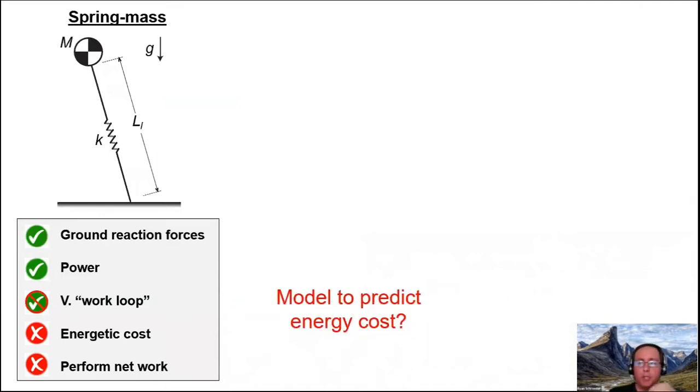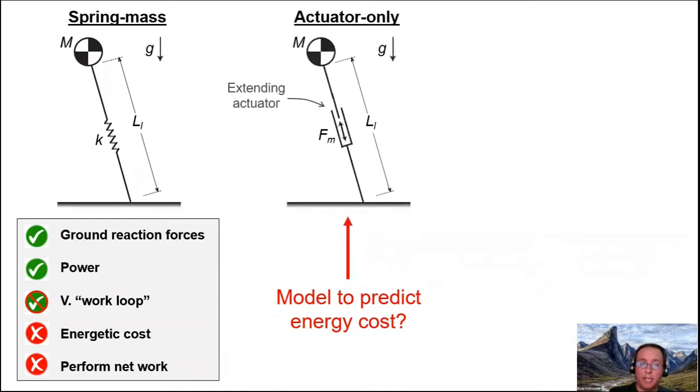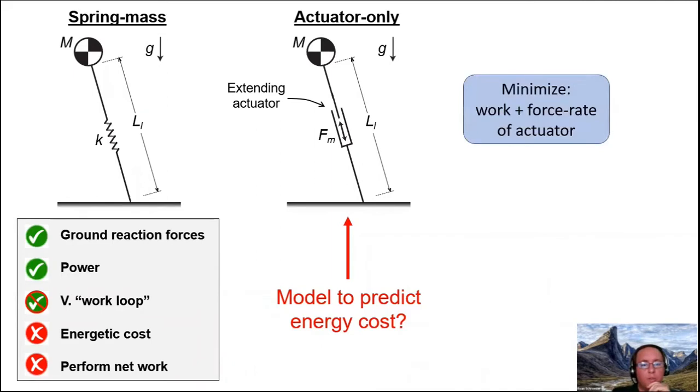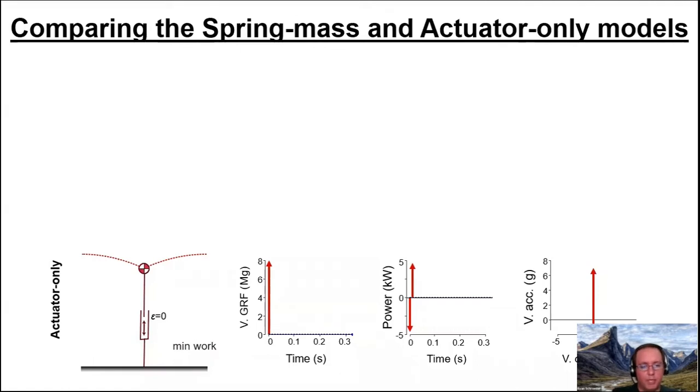Well, one simple alternative is we could just replace the spring with an extending actuator that can actively extend the leg or resist compression. And in this case, we say, let's just minimize the amount of work done by the actuator as well as the amount of force done by the actuator. If we only minimize the amount of work done by this actuator, what we get is this extremely impulsive force. So I'll just pull up the laser pointer here. This arrow just represents an instantaneous force that immediately redirects the body from falling to rising.